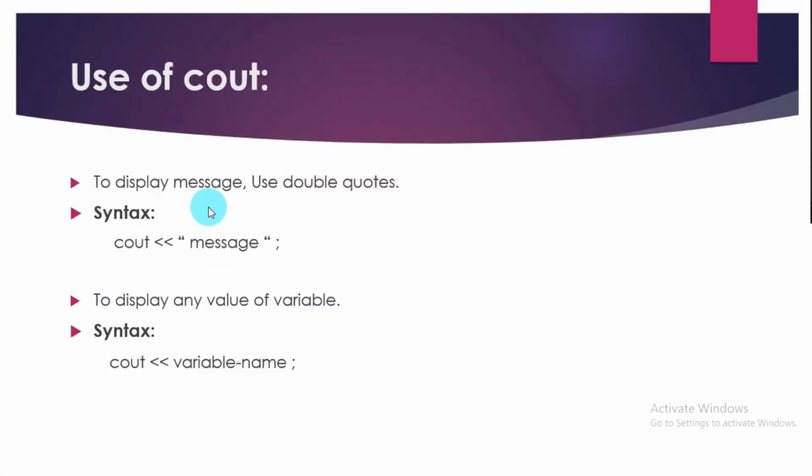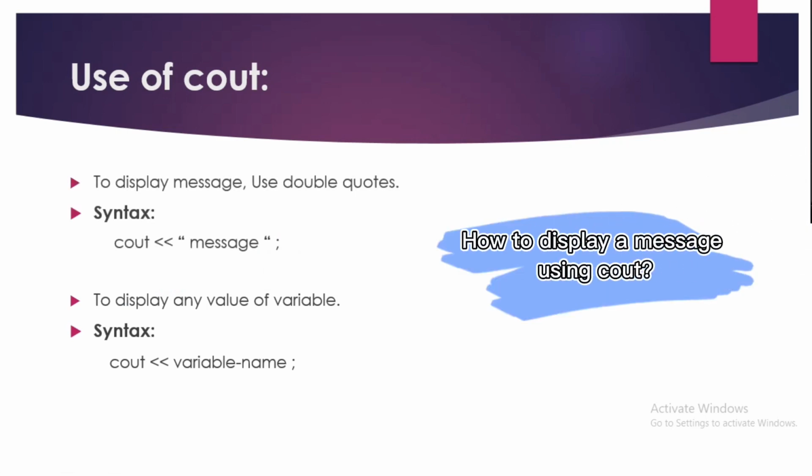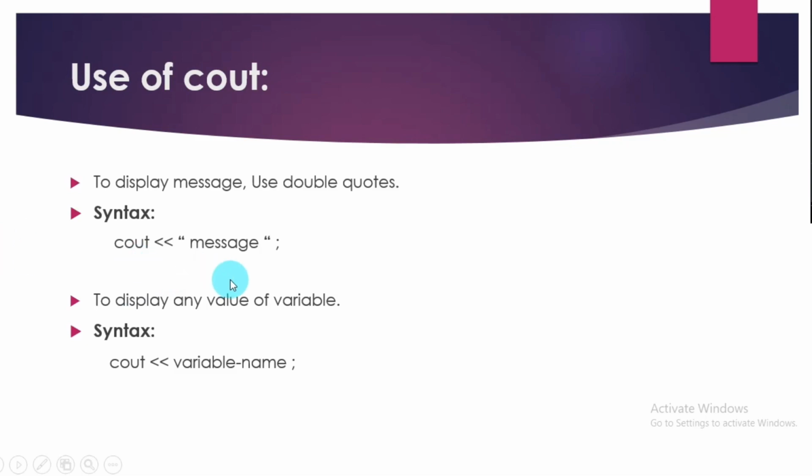In this slide, we will learn to use cout in two different ways. First of all, we will discuss how to display a simple message using cout. So we use double quotes to display our message. As you can see the syntax here. Message can be of any type, like if you want to ask any question or want to give some important information to the user, you can simply type your message in double quotes.